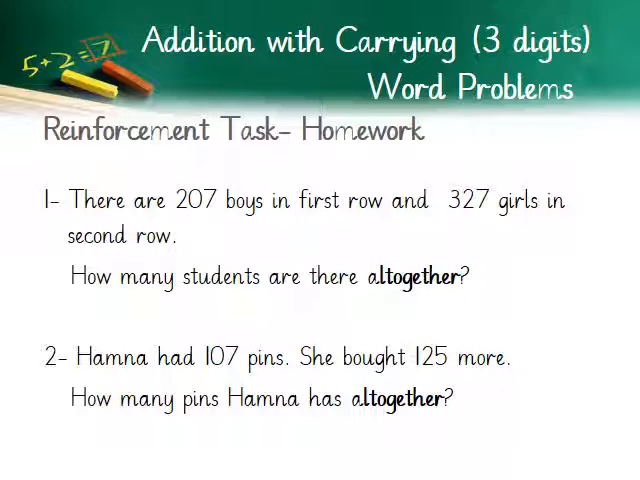Now moving ahead towards the reinforcement task, which will be done as homework as well. There are two questions given regarding word problems and you have to do these questions within the notebooks. The first one states there are 207 boys in the first row and 327 girls in the second row. How many students are there altogether? And the second one states Hamna had 107 pins. She bought 125 more. How many pins does Hamna have altogether?